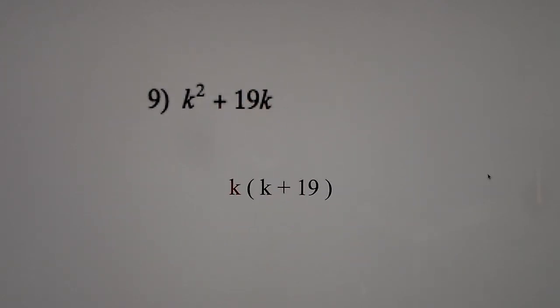Here's our next problem. We have k squared plus 19k. When there is no c value, the c value is 0. So we're just going to factor out what these two terms have in common. We have k squared and 19k. Well, they both have a k, so we take out a k. k squared divided by k is just k. And 19k, when we take away the k, you just have 19.